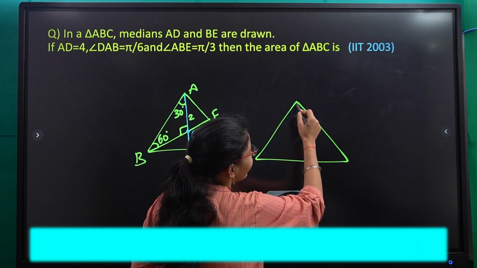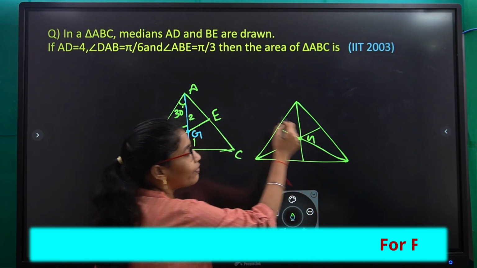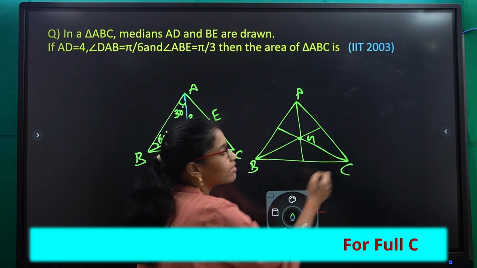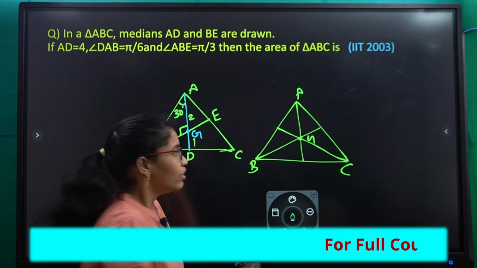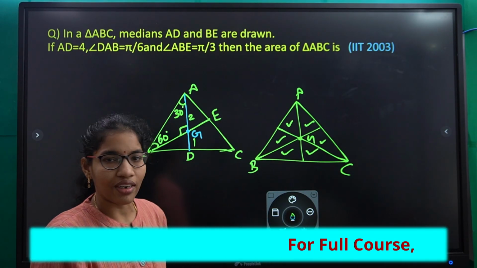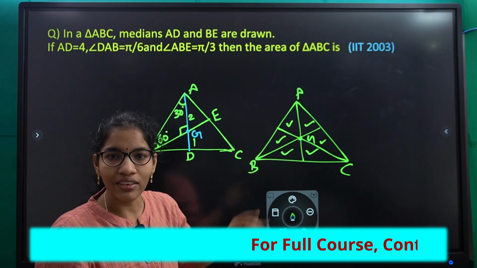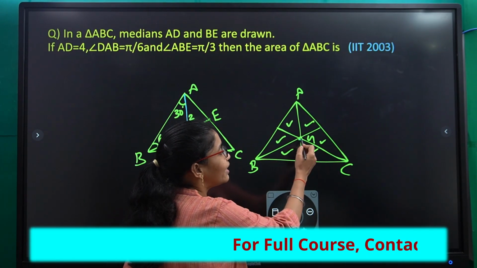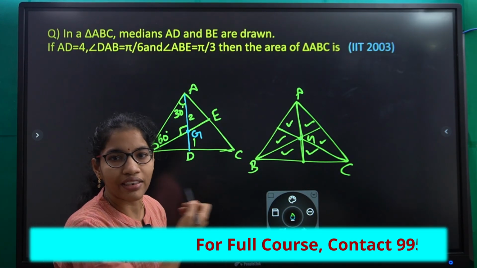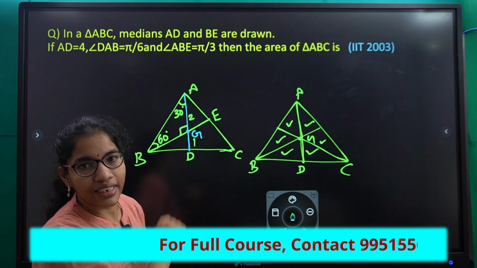The centroid divides the given triangle ABC in 6 equal area triangles. So this area, this area, this area, these 6 areas are equal. This centroid divides the given triangle into 6 equal area triangles. And one more point here it is, this median divides the given triangle into 2 equal area triangles. So here triangle ABD area is equal to triangle ADC area.